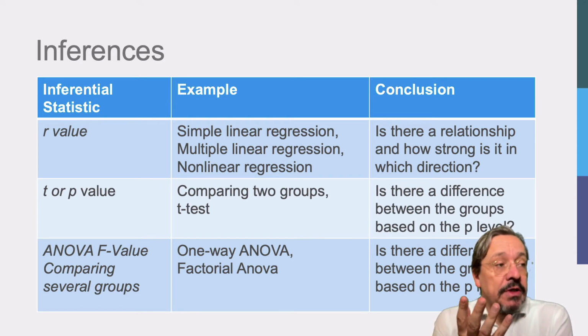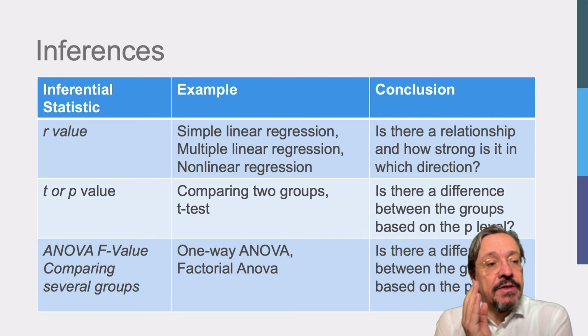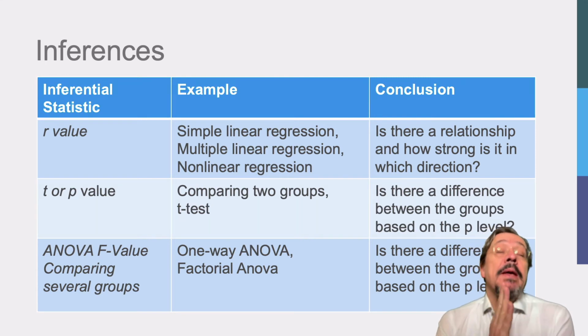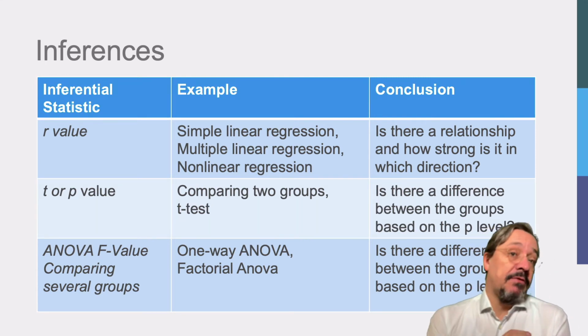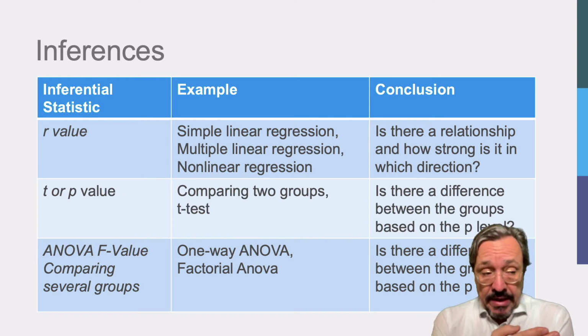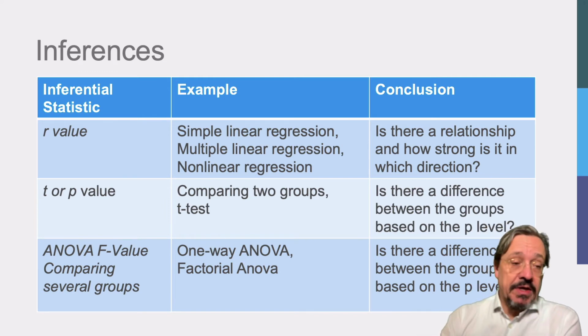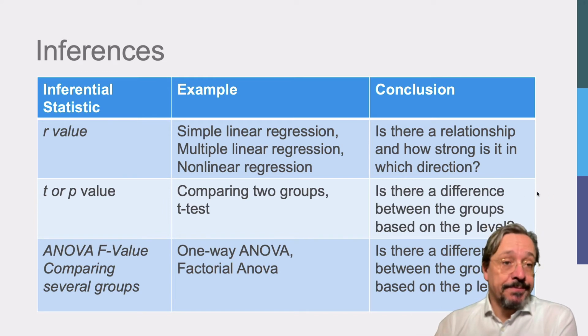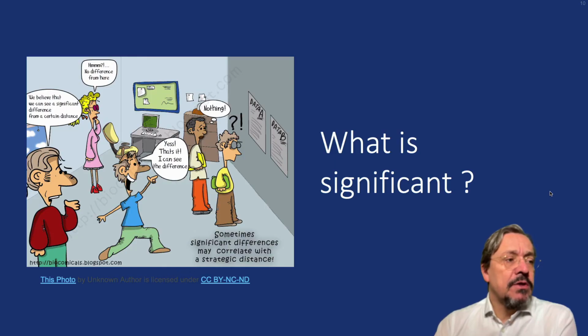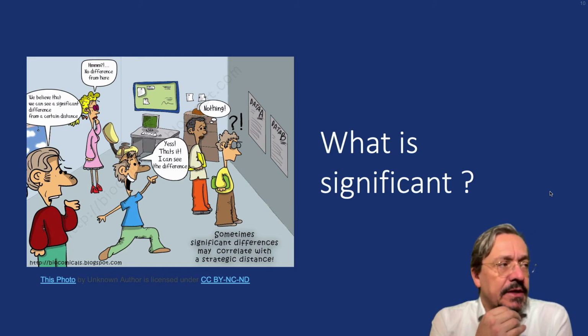With a t-test, basically you compare two groups. So the only thing you can say is whether there is a difference between the two groups based on your probability level, and I come to that in a minute. And basically the same for an F value or for an ANOVA. So is there a difference between the three or multiple groups based on your probability level and your alpha level? I come to significance testing here in a minute.